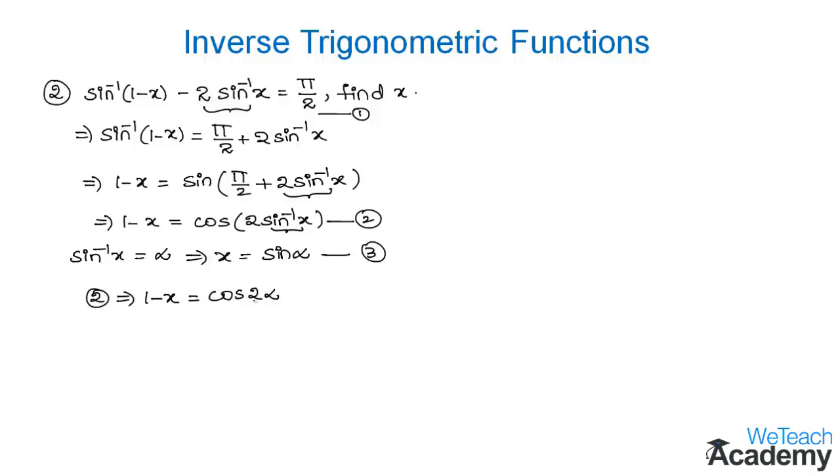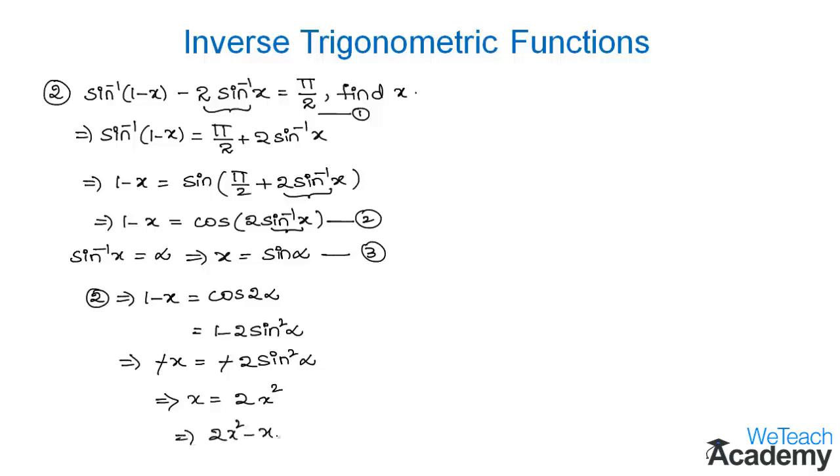And now this is in the form of the multiple angle. So let us use the formula of cos 2 alpha in terms of sine. So here we get 1 minus 2 sine square alpha, which is equal to 1 minus x. And here 1 on both the sides gets cancelled, and we get minus x is equal to minus 2 sine square alpha, and then again minus gets cancelled on both the sides. So that implies we get x equal to 2 sine square alpha. So here we can use equation 3, that is the value of sine alpha, which is x. So here we get x square. And then by transferring x to the right hand side, we get 2x square minus x is equal to 0.